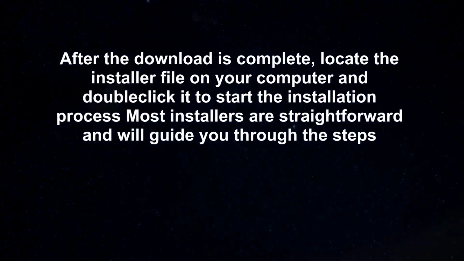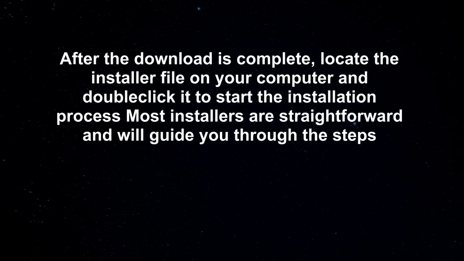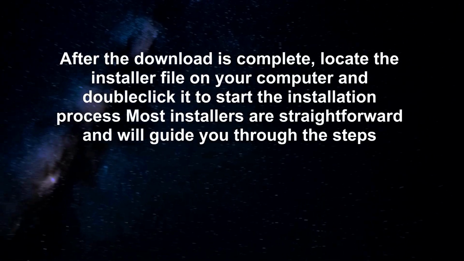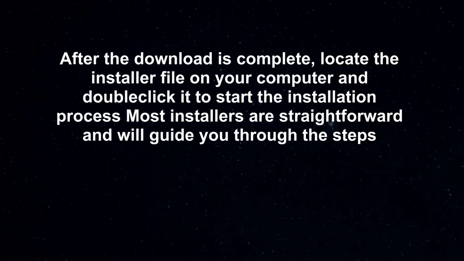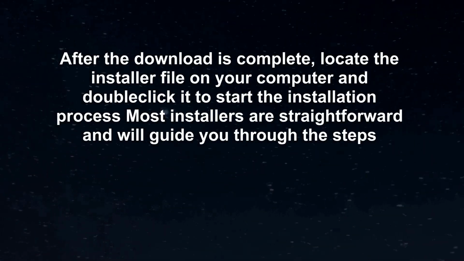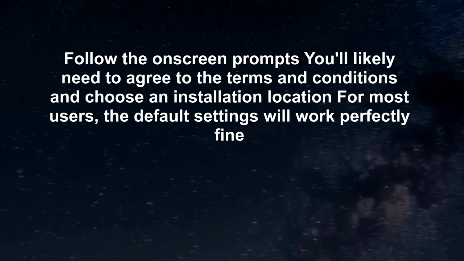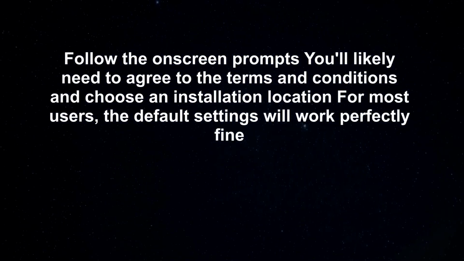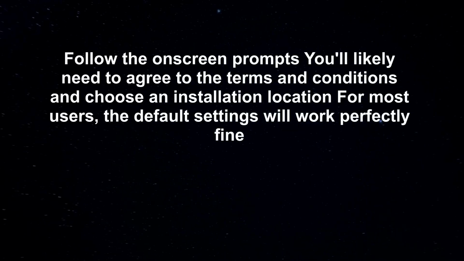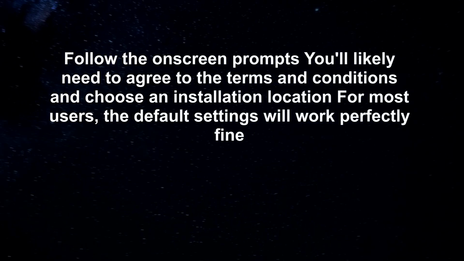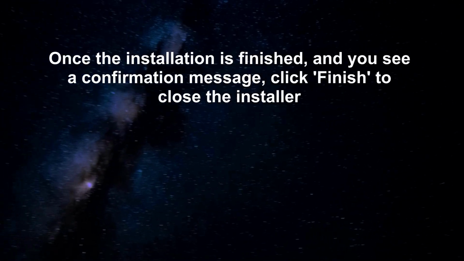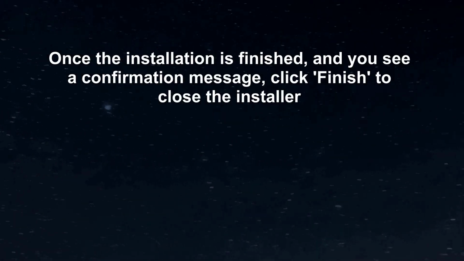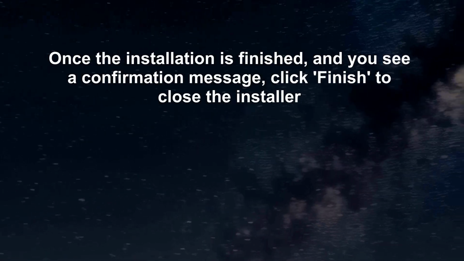After the download is complete, locate the installer file on your computer and double-click it to start the installation process. Most installers are straightforward and will guide you through the steps. Follow the on-screen prompts. You'll likely need to agree to the terms and conditions and choose an installation location. For most users, the default settings will work perfectly fine. Once the installation is finished and you see a confirmation message, click Finish to close the installer.